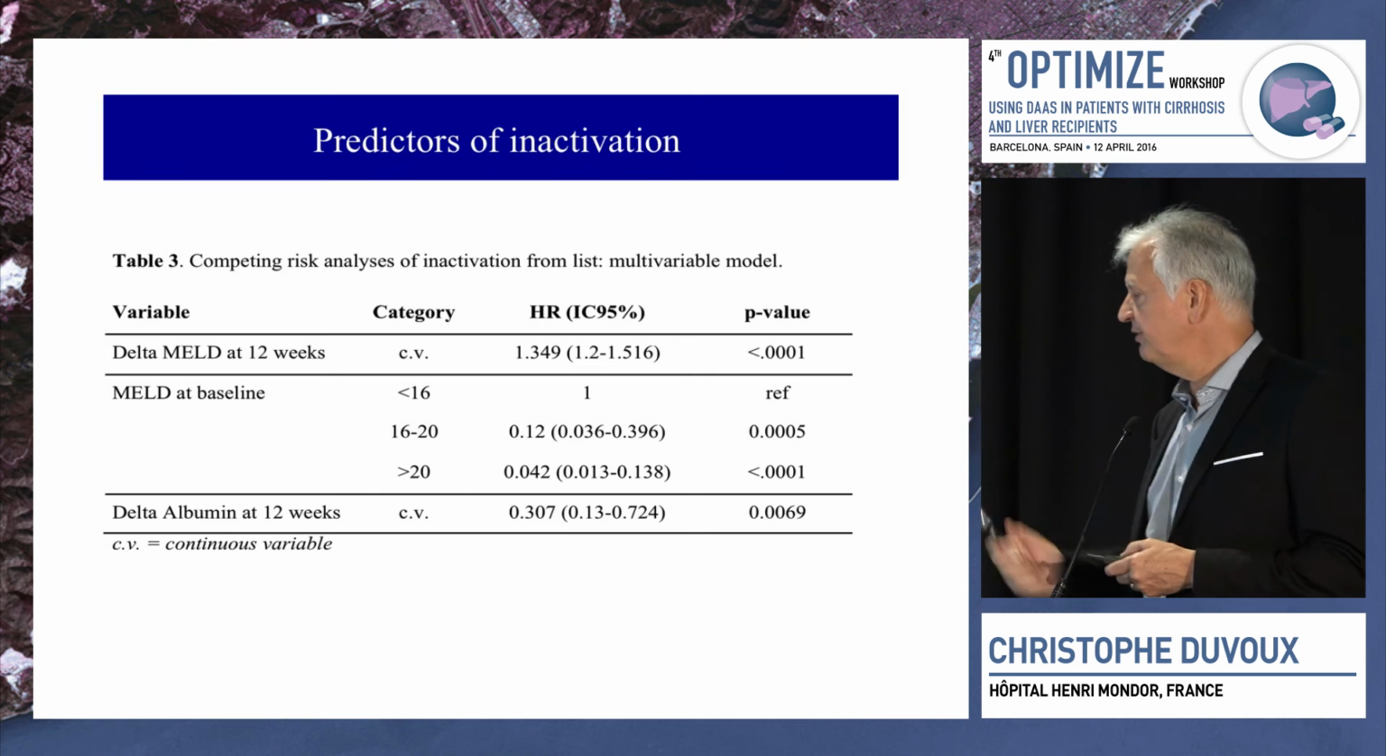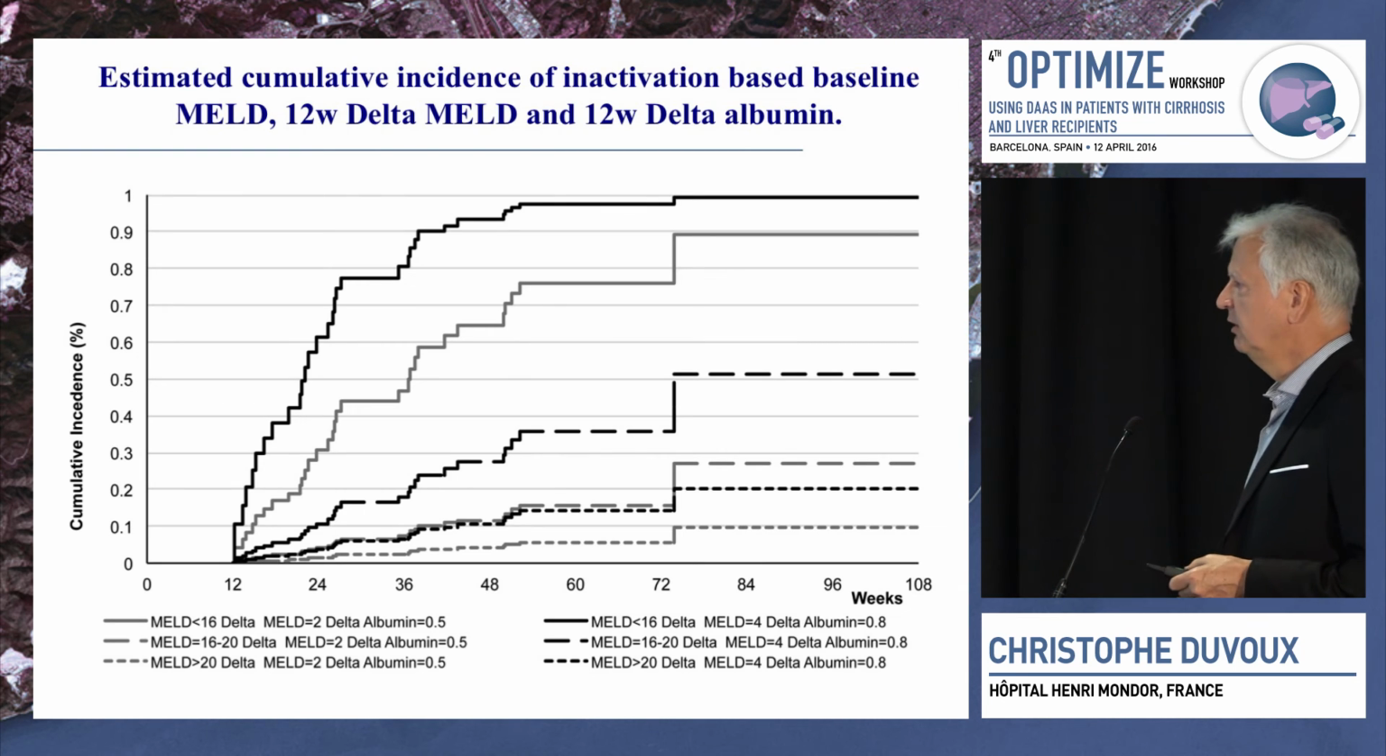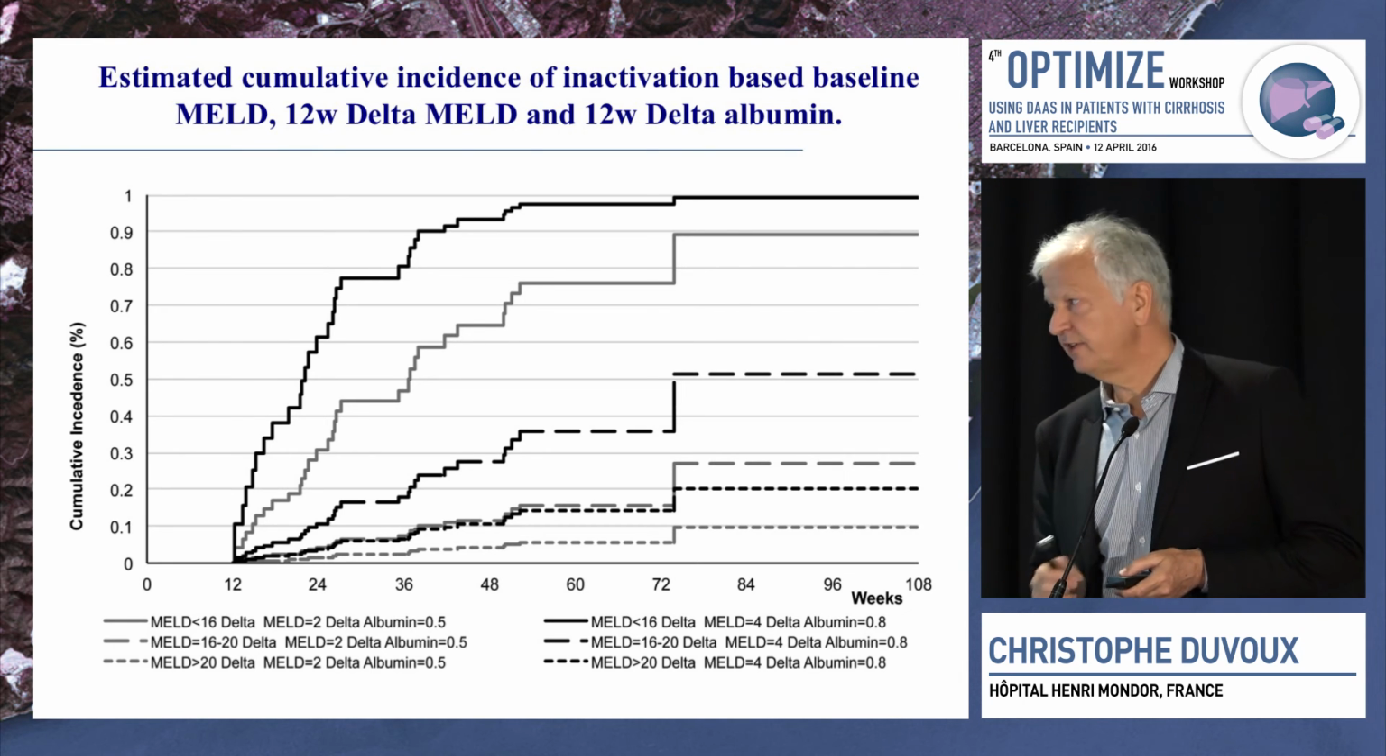And we combined these 3 factors all together, and we defined here different scenarios. The best scenario, suppose for instance the patients with MELD at listing lower than 16 and a huge delta MELD, for instance a MELD that goes from 16 to 12, delta MELD is 4, and also significant improvement in albumin. You have here an almost 80% chance to be delisted when you have this combination of 3 factors.